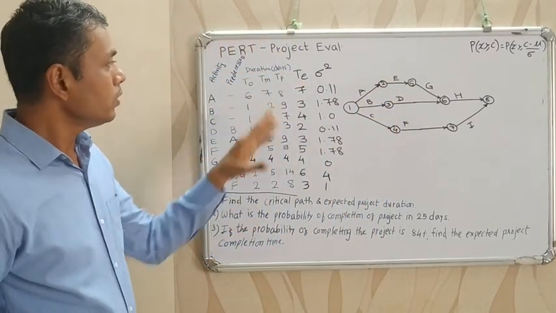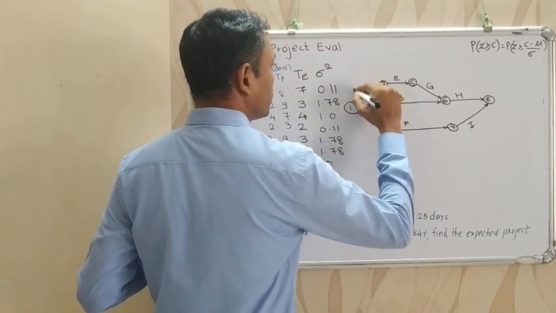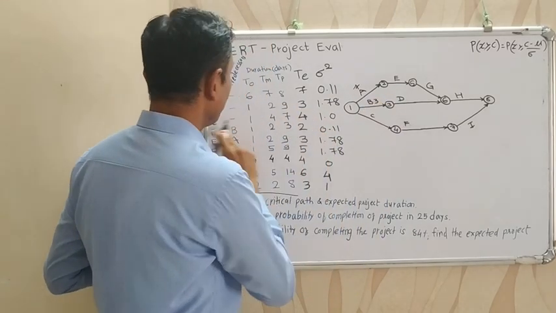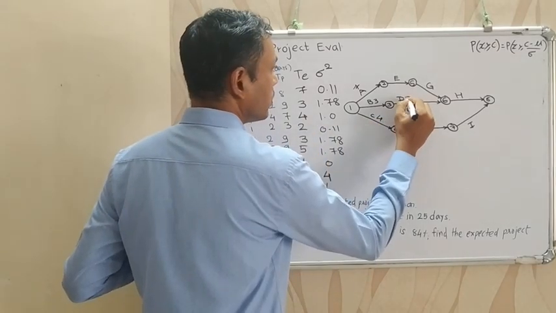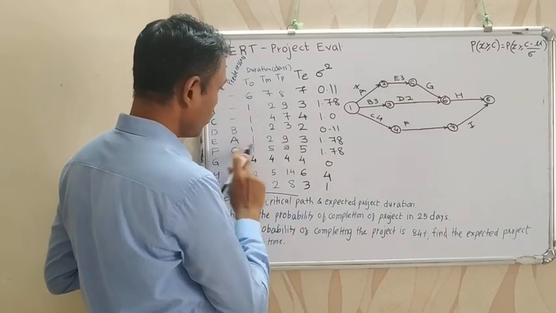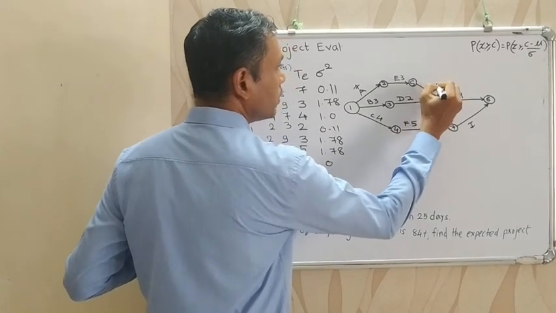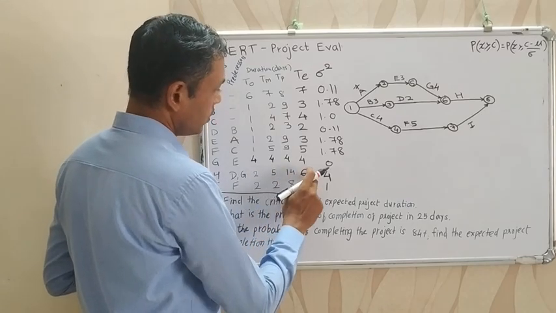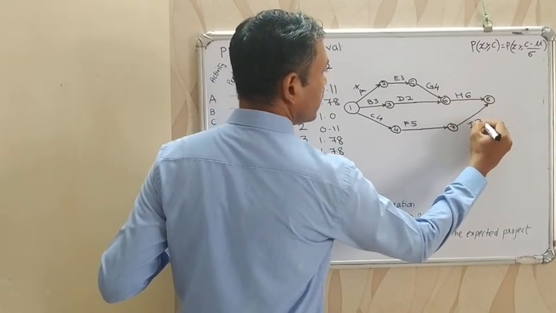Now we will write down the estimated times quickly. For activity A it is 7, B it is 3, for C it is 4, for D it is 2, for E it is 3, for F it is 5, for G it is 4, for H it is 6 and I it is 3.